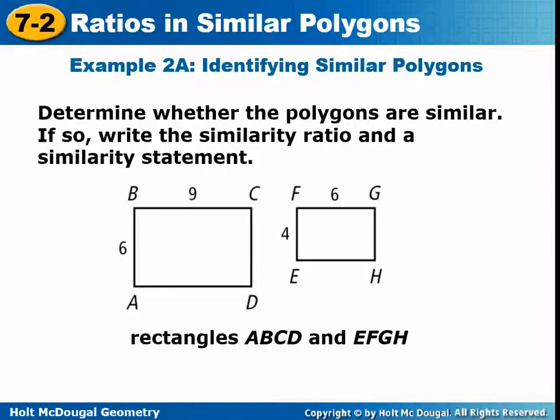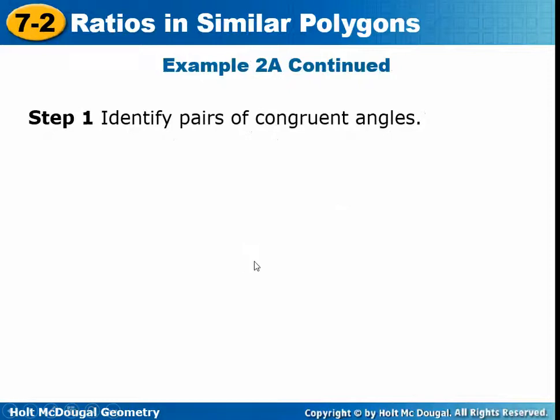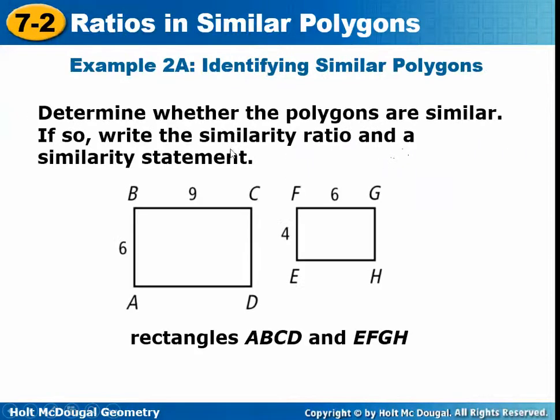So this one says to first determine whether or not they're similar. If they are similar, you write the similarity ratio and a similarity statement. So similar figures have all angles congruent, can't really tell in this, and they have all sides proportional, so they have the same ratio. So what you're going to do is see if the angles are congruent. Oh, did they say it was a rectangle? Oh yeah, they are rectangles, so then we know that all the angles are congruent because they're all 90 degrees. So that part's done.